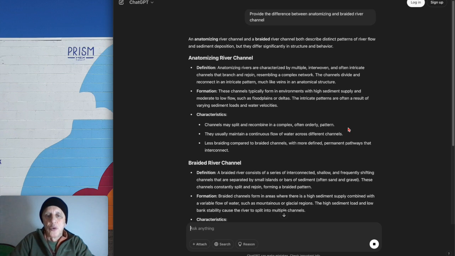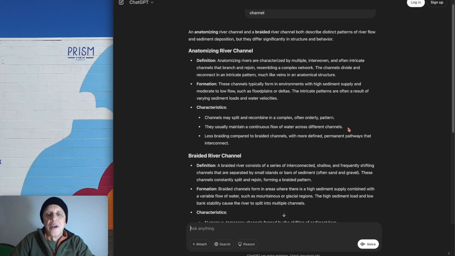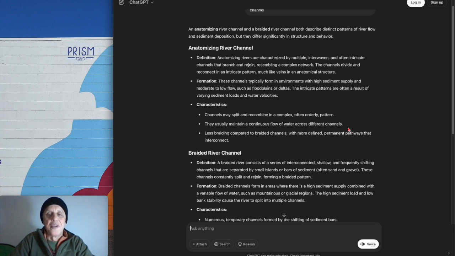An anastomosing river channel is characterized by multiple interwoven and often intricate channels that branch and rejoin, resembling a complex network. The channels divide and reconnect in an intricate pattern, much like veins in an anatomical structure. Formation: these channels typically form in environments with high sediment supply and moderate to low flow, such as floodplains or deltas. The intricate patterns are often a result of varying sediment loads and water velocities.